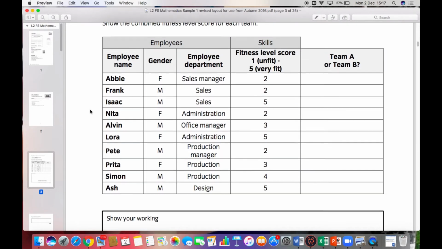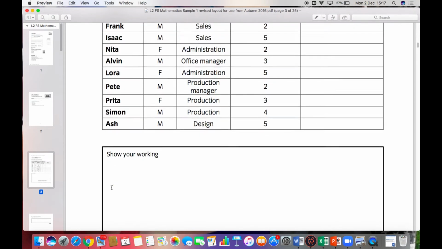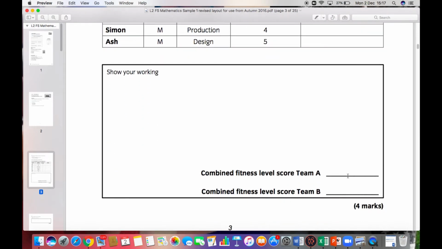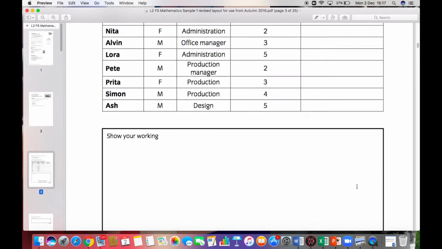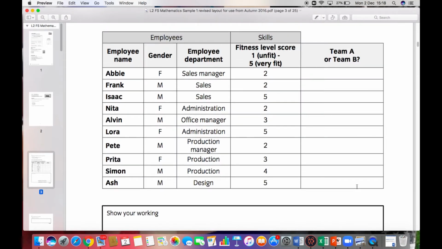Now here you've got all these different people, you've got their fitness level, and then here it's asking for the combined fitness level for Team A and the combined fitness level for Team B. So just bear with me as we go through this because I have not got the answers and I will be working them out as we go along. And I do try and show a lot of working out.